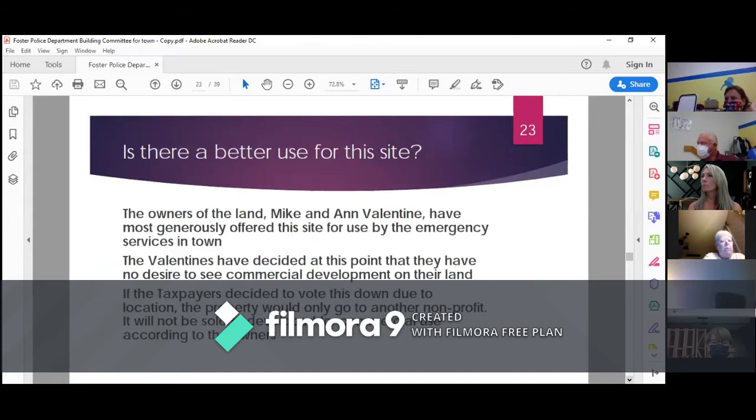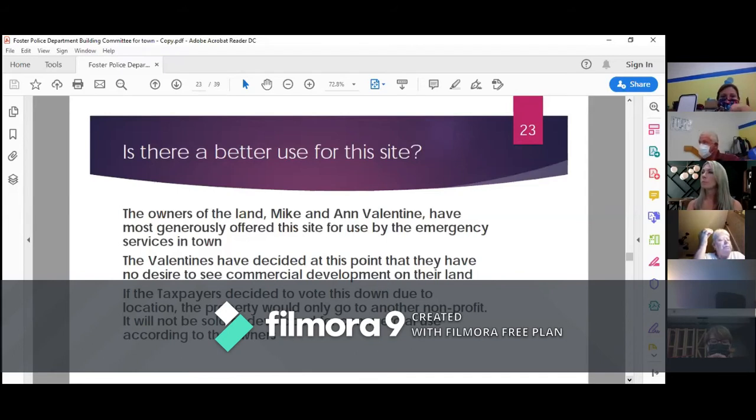Because we've heard this repeatedly from people. As a matter of fact, I was told a friend of mine who owns a very popular restaurant was buying the site, and he was unaware that this was happening, and they were unaware he was interested, but it's a whole other story. So the owners of the land, Mike and Ann Valentine, generously offered this site for the emergency services in town. They've decided that they don't want to see any commercial development on their land. The site has been vacant for 20 years, so it's not going to be a restaurant regardless of what people think.